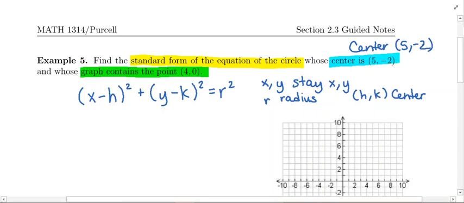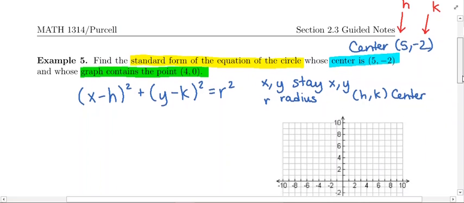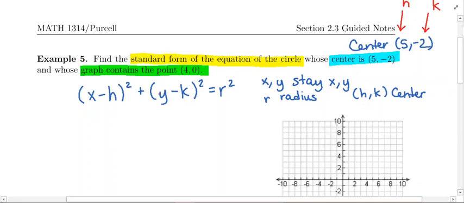Let's go ahead and use the information we have about the center. So the center is at 5, -2. So this is going to be our h. H is the x coordinate of the center, and then -2 is going to be the k. K is the y coordinate of the center. So we can go ahead and plug in the h and the k into this equation.